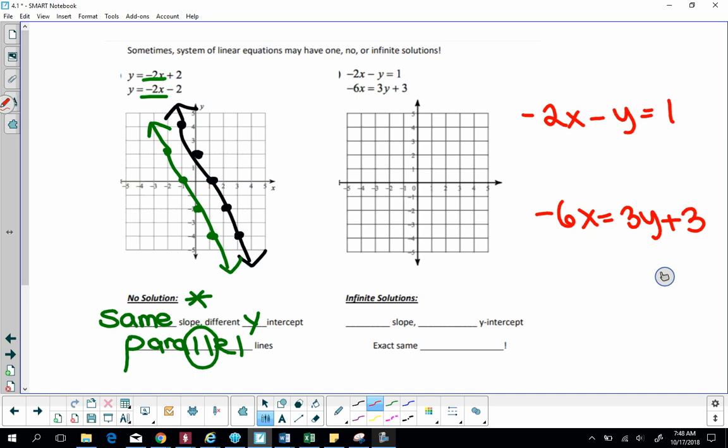So you can do this. You have to bring maybe 3 over, so you can subtract 3. And then divide everything by -3. And all 3 of those should be negative.